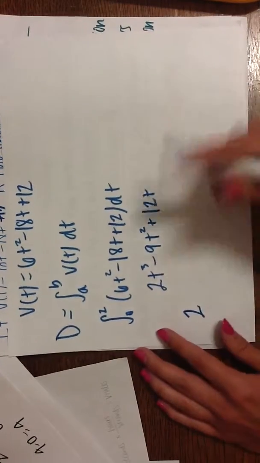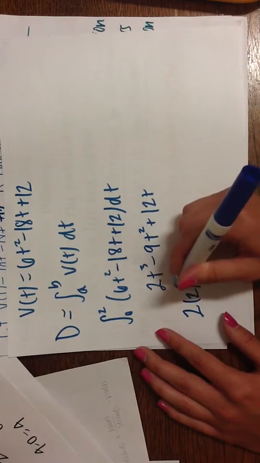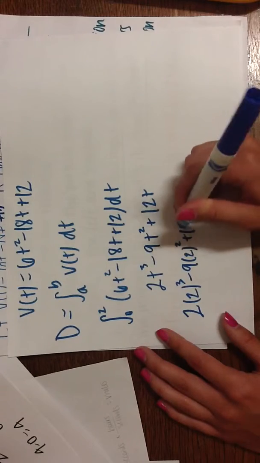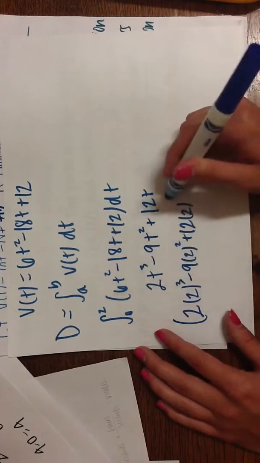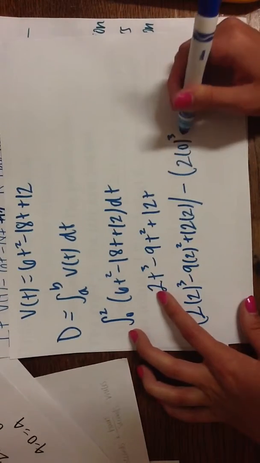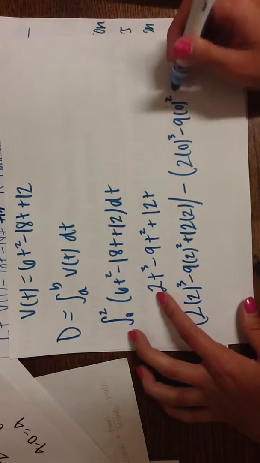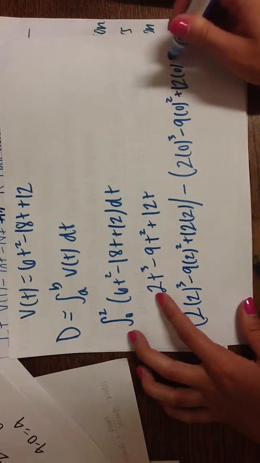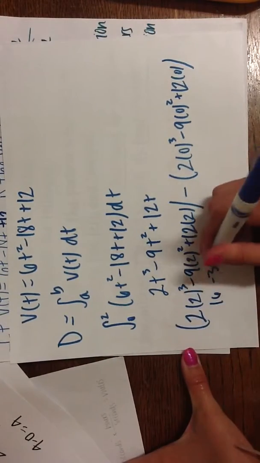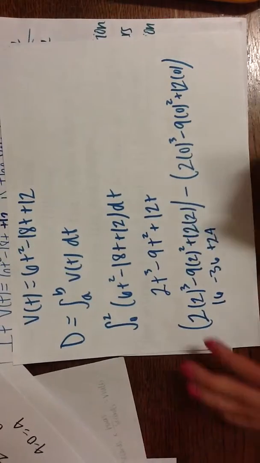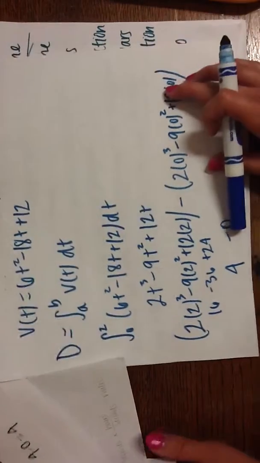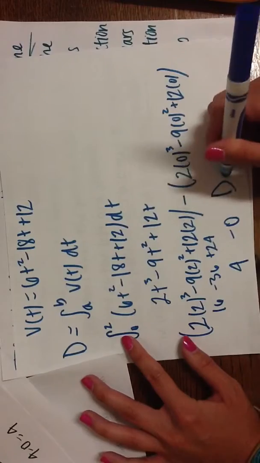And we're going to keep solving and plug in 2 and 0 to the antiderivative and subtract. So we're going to do 2 times 2 to the third minus 9 times 2 squared plus 12 times 2. I'm going to do this whole thing minus 2 times 0 to the third minus 9 times 0 squared plus 12 times 0. So we're going to find 16 minus 36 plus 24. Subtract, and we find that displacement is equal to 4.